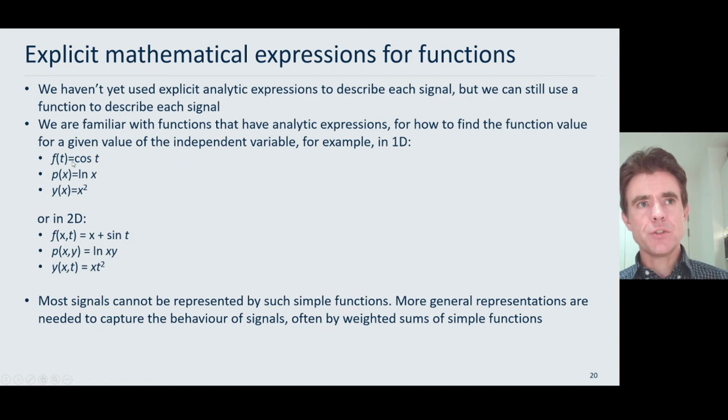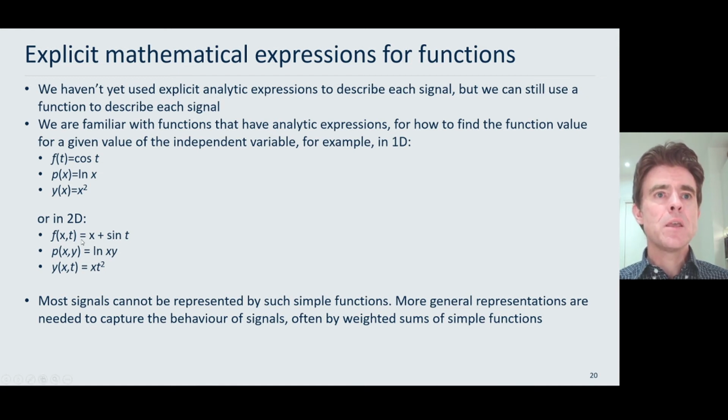So here we've got classic examples, like we could have a continuous function f of t. This would just be a 1D function, which is, for example, the cosine of time t. Or again, the logarithm of x for p of x, or x squared for y as a function of x. Those are classic analytic expressions. And also, just to show here in 2D, we could have a continuous function f of x and t, given by, say, linear x and then sine of t. These are just arbitrary examples showing you analytic expressions for 2D or 1D functions.